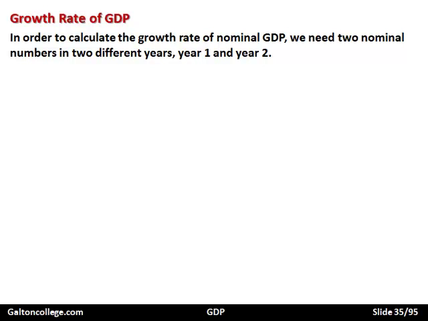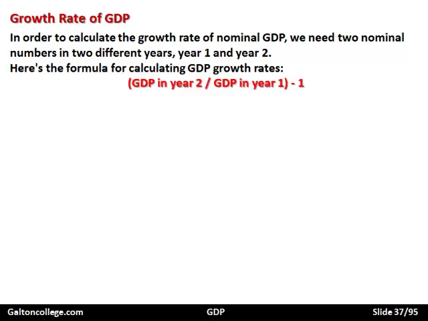So we have two nominal numbers in two different years. Let's say year 1 and year 2. So the formula for calculating the GDP growth rate, well, it's the GDP in year 2 divided by the GDP in year 1 minus 1. So that's the growth rate of GDP. It's GDP in year 2 divided by GDP in year 1, all minus 1.